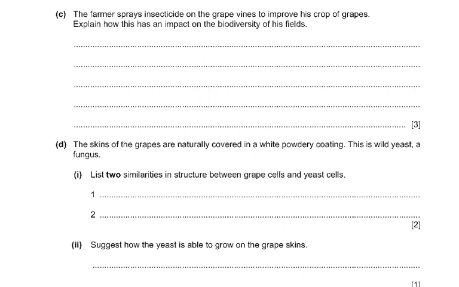Now, coming to the C part of the question, the farmer sprays insecticide on the grapevines to improve the crop of grapes. Explain how this has an impact on the biodiversity of his fields. Now, I usually look at the exam report which comes after this exam has been held, and it says most candidates appreciated that insecticides kill insects, therefore reducing biodiversity. However, some answers only went on to discuss how this would increase the yield of crops. But it's not even asking you how it is going to increase the yield of crops. So why are you writing about that?